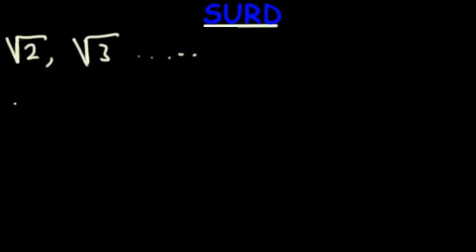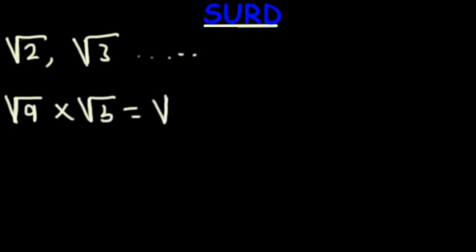So the first one is when we have two surds multiplying each other. So let's say we have square root of a multiplied by square root of b. So this simply equals square root of a times b, which is square root of ab.